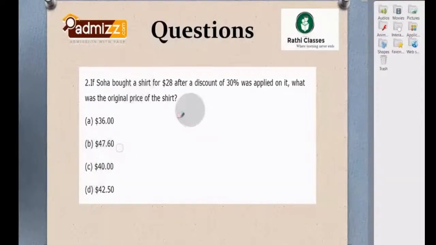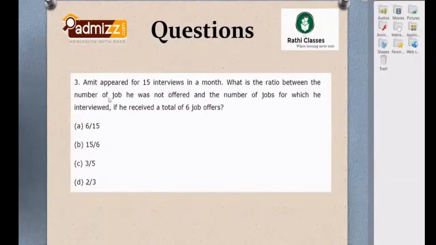Let us move to the third question. In the third problem, let us see what the question has asked. Amit appeared for 15 interviews in a month. What is the ratio between the number of jobs he was not offered and the number of jobs for which he was interviewed, if he received a total number of 6 job offers? You need to again read the question very carefully. The question is nothing based on probability. The question asks what is the ratio between the number of jobs he was not offered and the number of jobs for which he was interviewed.